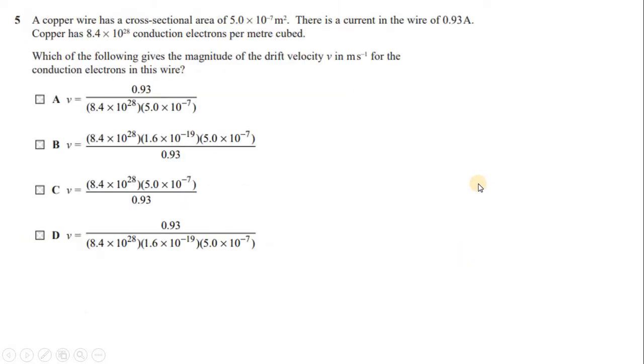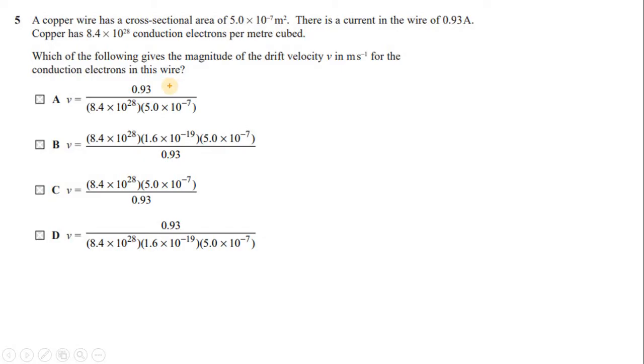Question number 5. A copper wire has a cross-sectional area of 5 × 10^-7. There is a current in the wire of 0.93 ampere. Copper has 8.4 × 10^28 conduction electrons per meter cubed. Which of the following gives the magnitude of drift velocity v in meters per second for the conduction electrons in the wire? So it's a straightforward question.